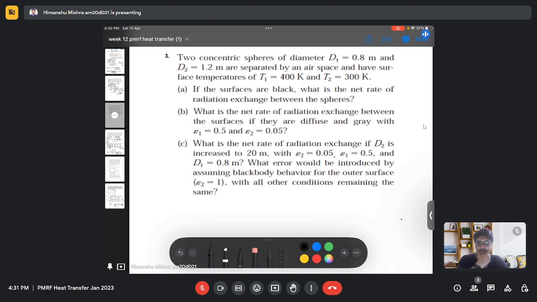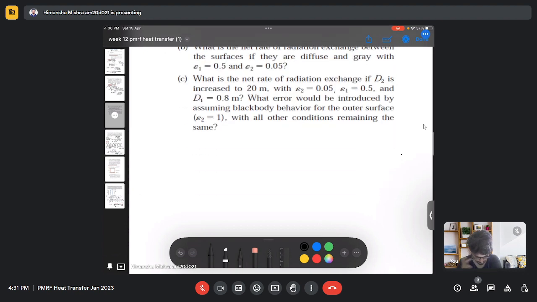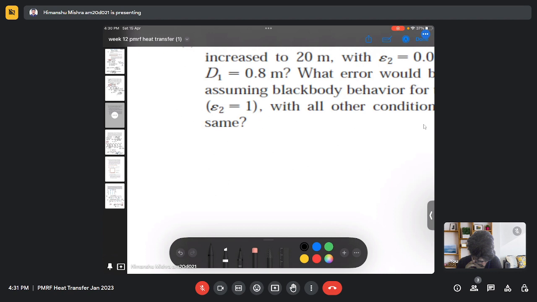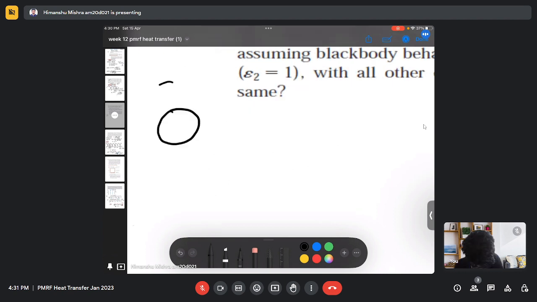The second part is what is the net rate of radiation heat exchange between the gray, diffuse surfaces. We have been given the emissivities 0.5 and 0.05. In the next part, the diameter changes to 20 meter, and the emissivity is the same, and then we need to find the heat transfer again. So we have two spherical surfaces. We already solved a similar question.